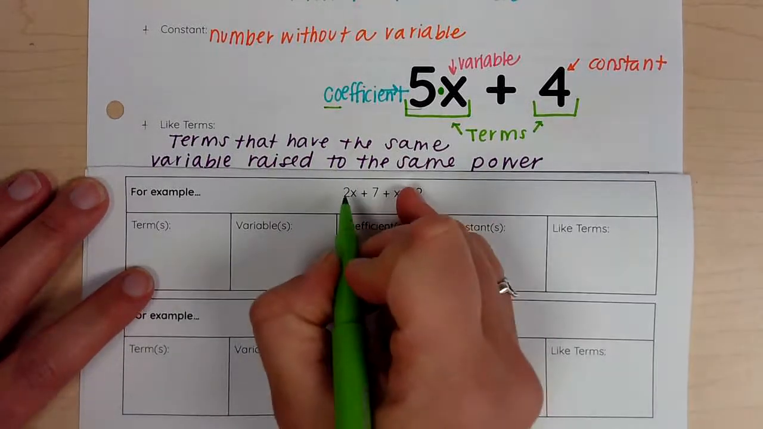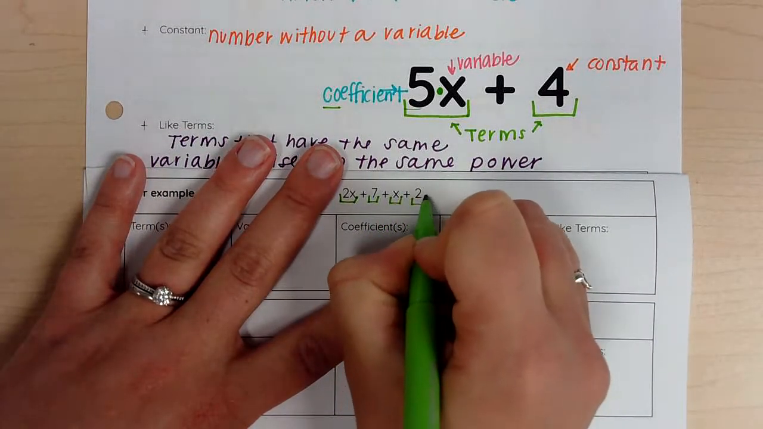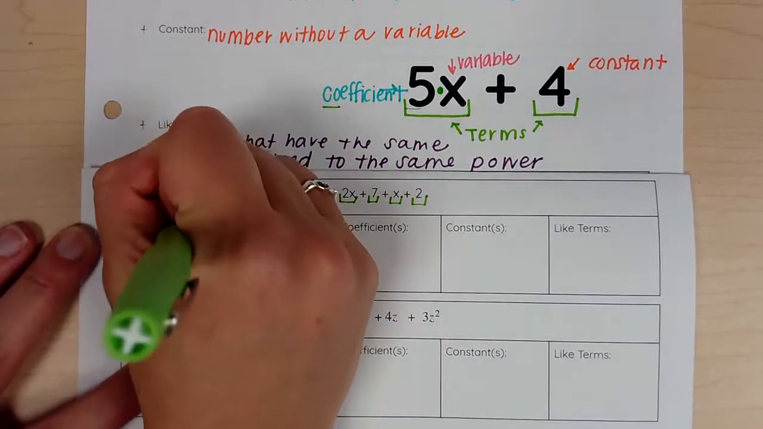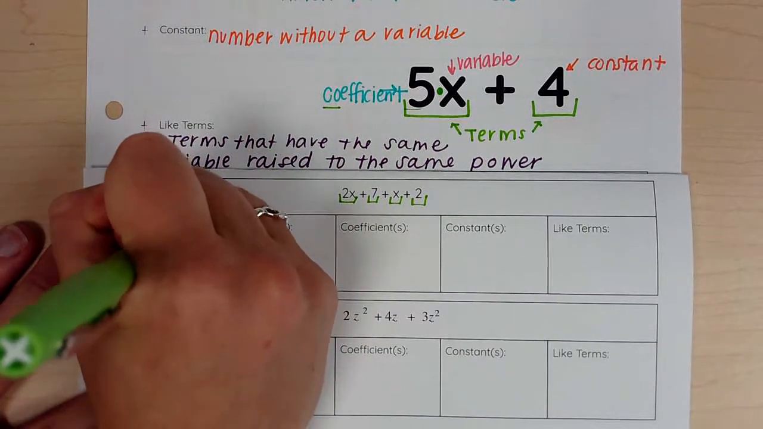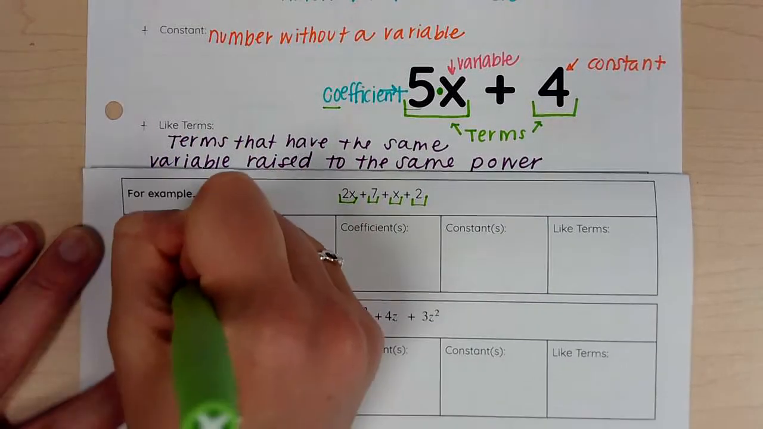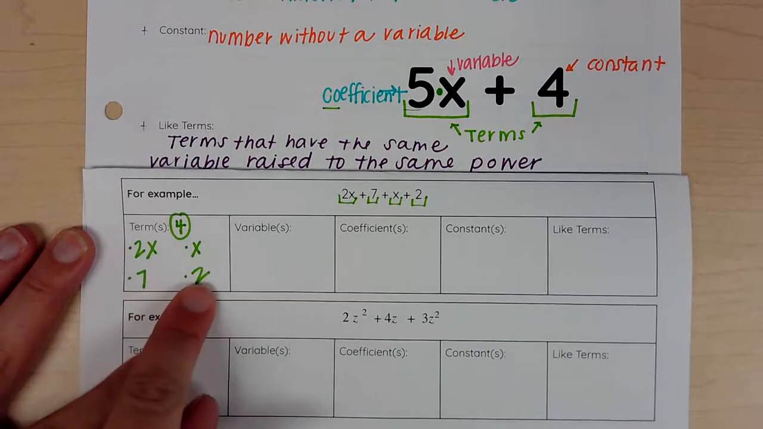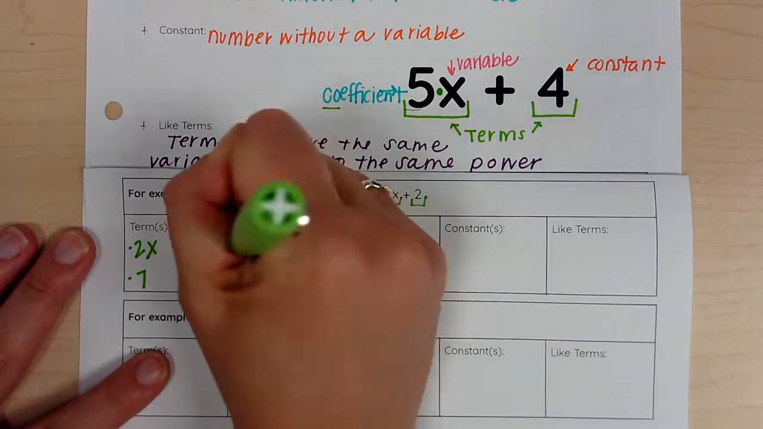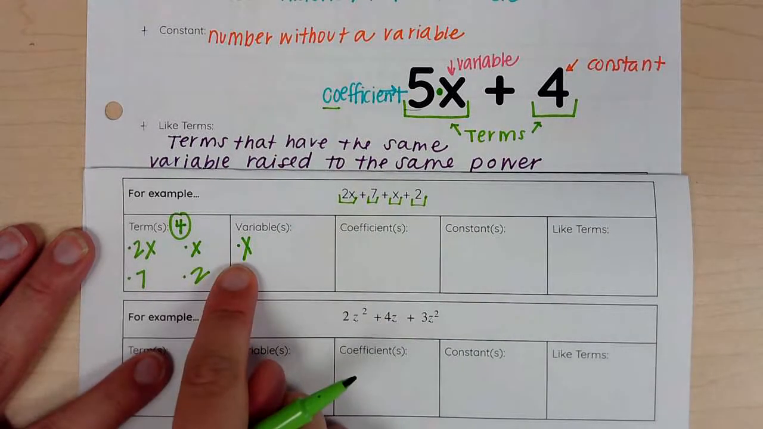Well, we've got 4 terms here. Each of those separated by that addition sign is a term. So if I were to list my terms here, I've got 2x, 7, x, and 2. Okay, so each of those are my terms. I list out the entire term. Then I have my variables. Well, here I've got an x. These do not have variables. And then I also have another x.